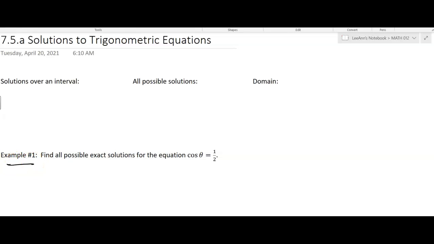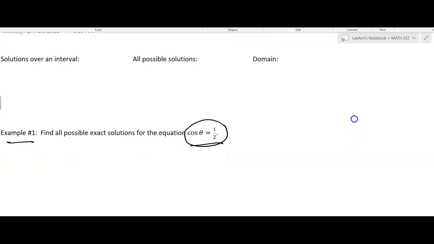It says find all possible exact solutions, and that wording all matters, for the equation cosine theta equals 1/2. So what we're really doing is we want to solve this equation. When is the cosine equal to 1/2? We've done stuff like that before when we were doing inverse functions, so it's a little bit different the way they're wording it here. Think about your unit circle, and where is the cosine 1/2?